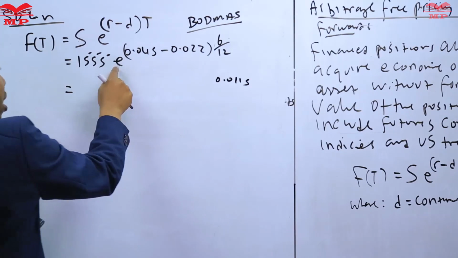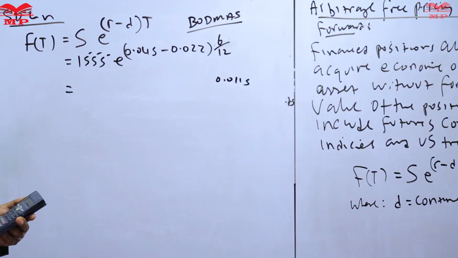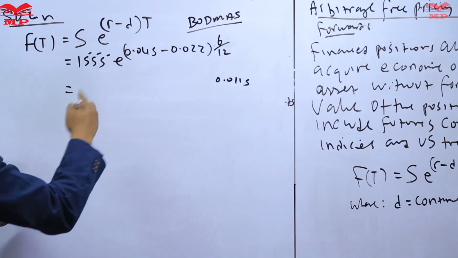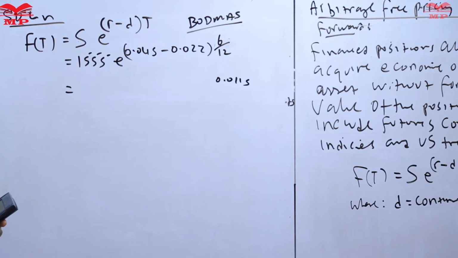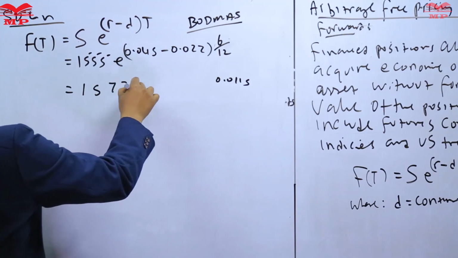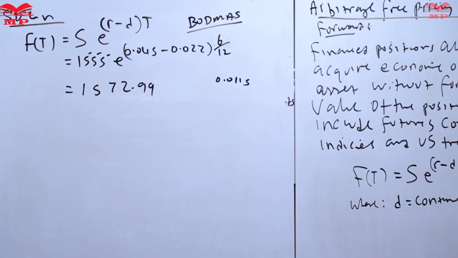Now, once we've worked that out, we work out the complete transcendental value. We said e is 2.71828. Then we raise it to the power 0.0115, and we have 1.011. That value you multiply by 1,555. So that multiplied by 1,555, we get how much? We get 1,572.99. You can see that. That is the forward price. So that is how we are able to consider that.